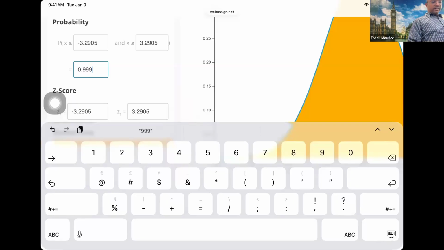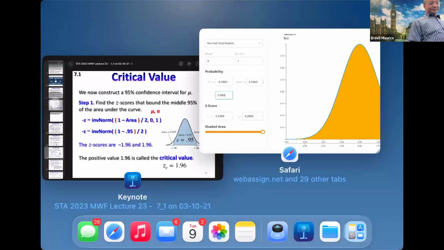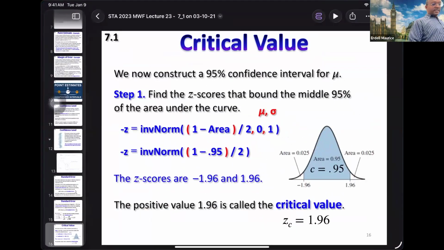All right, so I'll ask you to find one in a little bit. We'll see. And so again, that's what they mean right here by doing this whole normal invert thing. This is what they're trying to do right here. See the middle 95% is shaded right here, and you get the same two z-scores. You take the positive one as your z critical. Questions there? All right, cool.